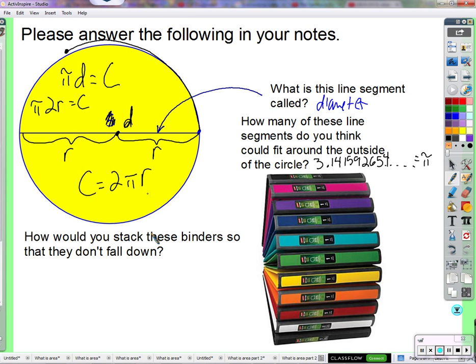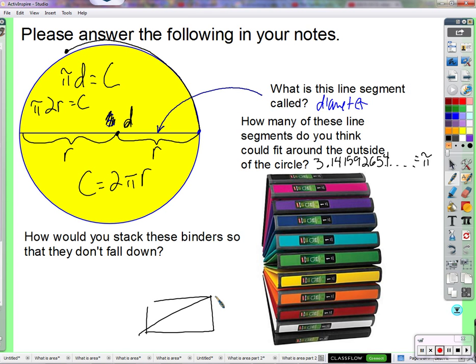Now, if I wanted to theoretically make an infinitely tall stack of these binders, stack them on top of each other, then how would you do that? Yes. You would put one binder facing this way, something like this. Yeah, and then the other one facing the other way. Now we're back to a flat surface, pretty much. And we can just keep doing that over and over.